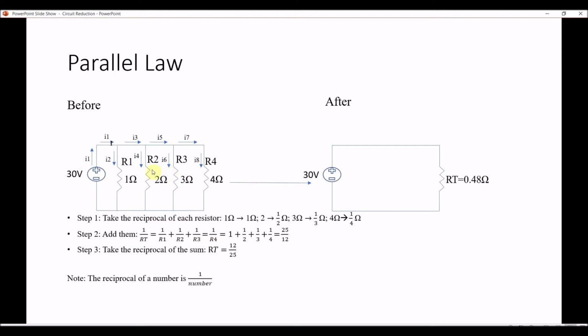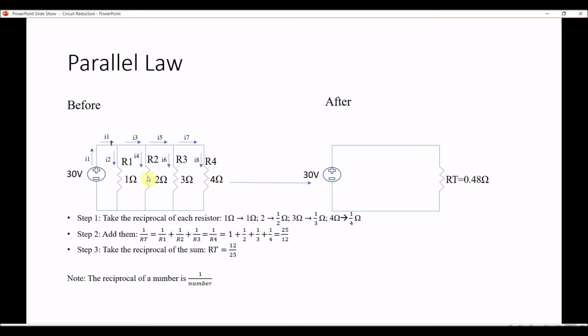Sorry about that. So 1 over R1 is the reciprocal of R1, 1 over R2 is the reciprocal of R2, 1 over R3 is the reciprocal of R3, and 1 over R4 is the reciprocal of R4. So if you take the reciprocal, you have 1, 1 over 2, 1 over 3, 1 over 4. You add them, so it's 1 plus 1 over 2 plus 1 over 3 plus 1 over 4, which gives you 25 over 12. So 1 over RT equals 25 over 12. If you take the reciprocal of 1 over RT, that's RT, so you take the reciprocal of this, and that's 12 over 25, and that's 0.48 ohms. So that is your equivalent resistance when you have resistances in parallel.